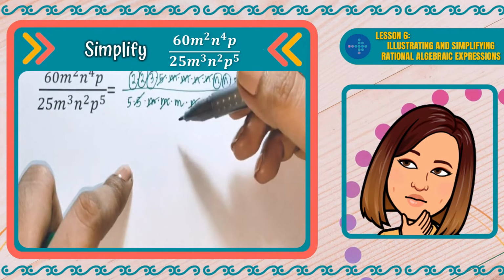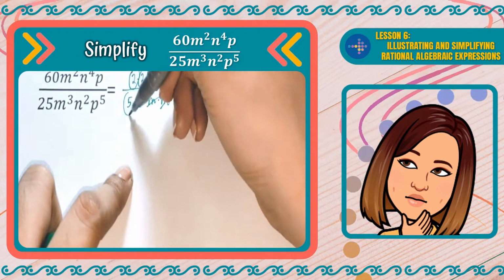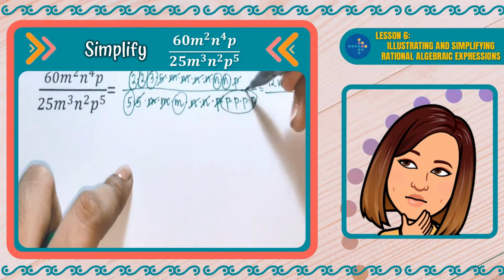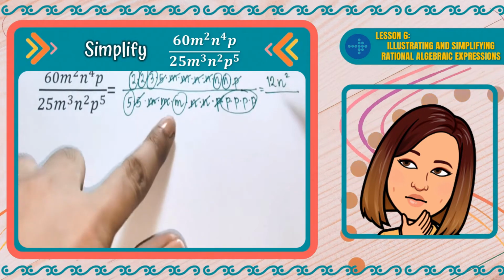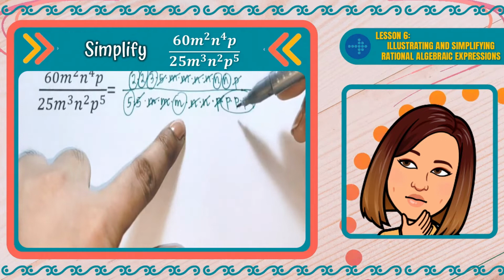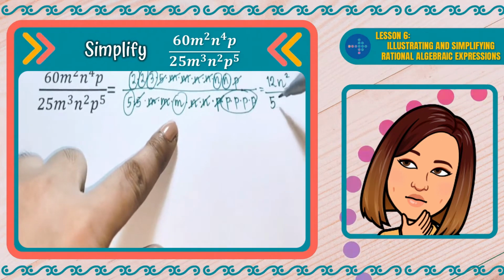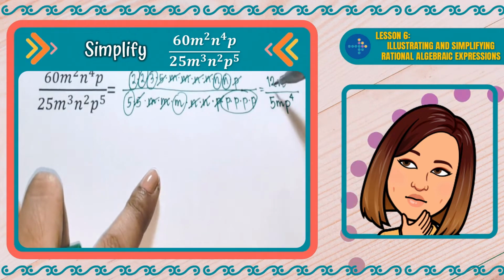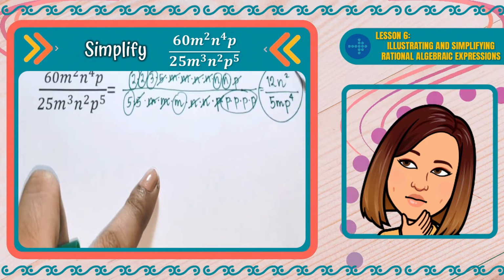For the denominator, the remaining factors are 5, m, then 4p's, therefore 5 times m, then 4p's, we have 5m p raised to 4. So the simplest form is 12n squared over 5m p raised to 4.